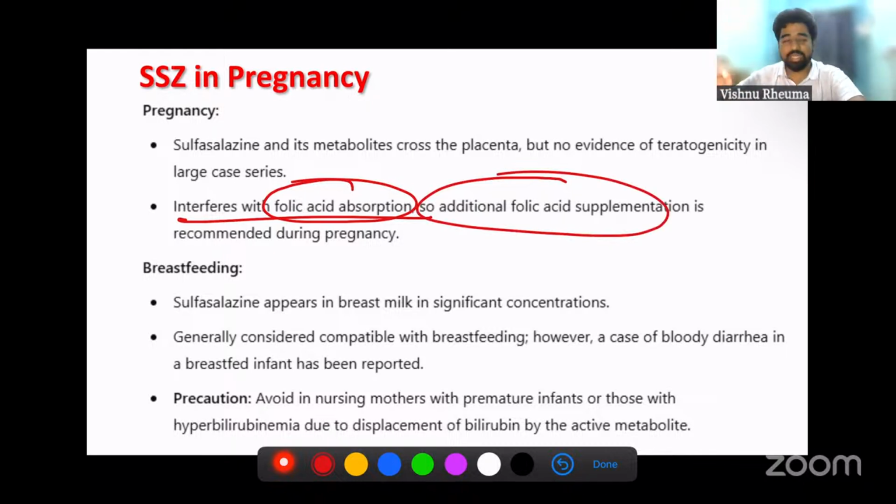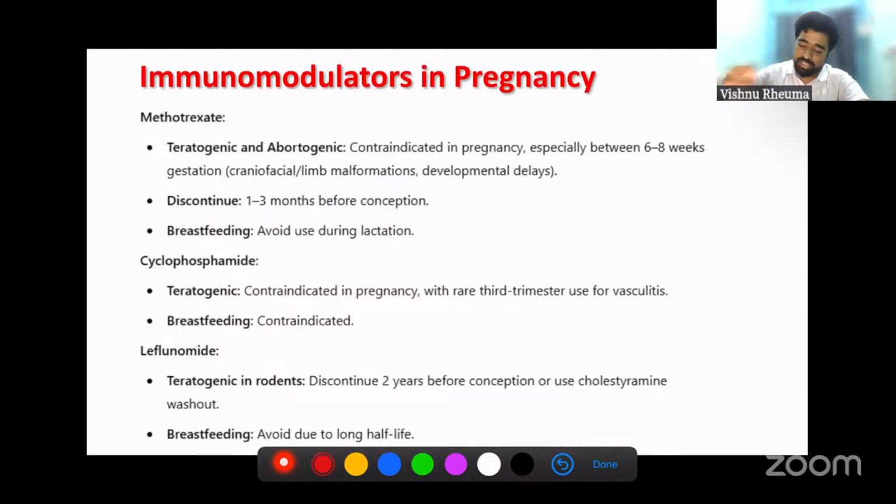In breastfeeding, it will have an increased concentration, although generally it's compatible, but you should always take care, especially again when there is hyperbilirubinemia, because due to displacement of bilirubin by the active metabolite of sulfasalazine, it can even worsen the hyperbilirubinemia. Then you have certain immunomodulators.